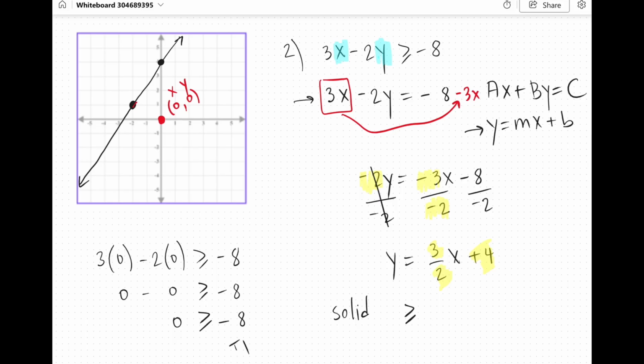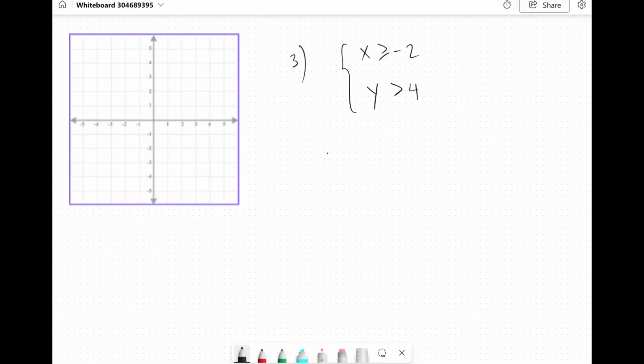Is 0 actually bigger than a negative number? Yes, this is true, which means the point that we picked, along with the rest of the points on that side, will create a true inequality. So that is the side I will be shading. Here's question number 3, and this one is a system, which means you have to do the same work we just did twice on the same picture.